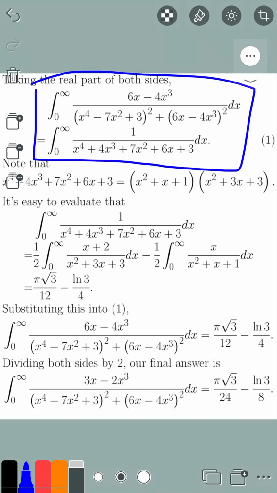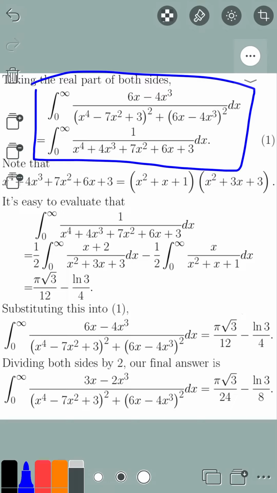So the integral from 0 to infinity of (6x minus 4x cubed) over (x to the fourth minus 7x squared plus 3) squared plus (6x minus 4x cubed) squared dx is equal to the integral from 0 to infinity of 1 over x to the fourth plus 4x cubed plus 7x squared plus 6x plus 3 dx.